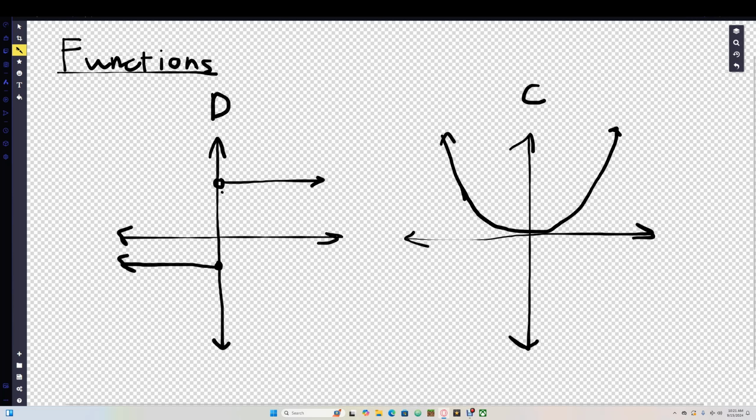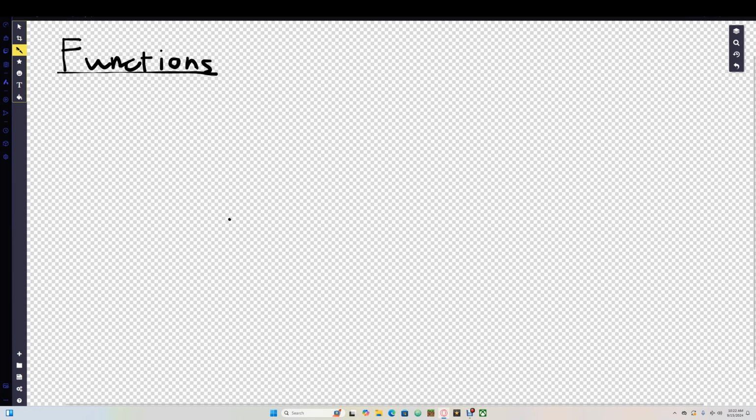Because if this was a closed dot, this would mean that this x value, which is 0, is going to have two outputs, which is not true. Now on the topic of distinguishing functions from non-functions, there's a very easy and simple way you can do this.